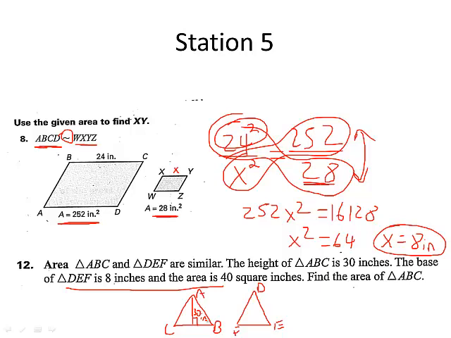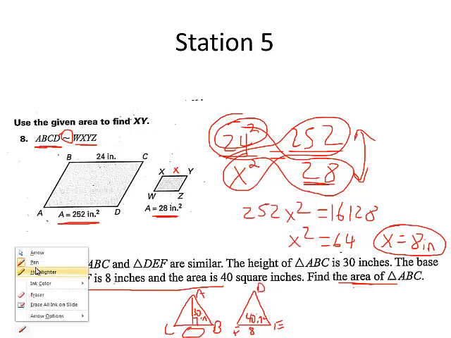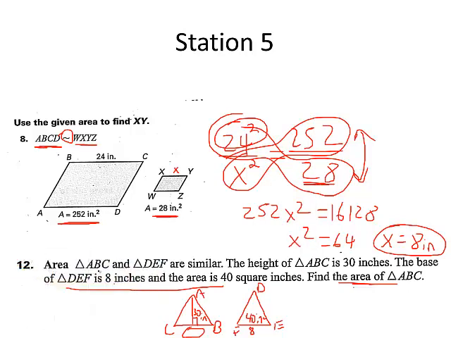The base of DEF is 8 inches. So the base here, I call it 8 inches. And the area we know is 40 inches squared. Okay? So because I need to find the area of ABC, I need to find out what the base is. So I could set up a ratio, but I need to find out what my height is for DEF's triangle, because I don't know it. And I can't set up a ratio without two similar figures, similar parts. So I'm going to call this guy X.